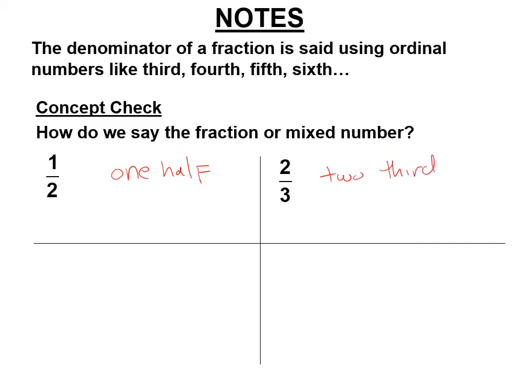You say the top, the numerator, as a normal number. You say the bottom as an ordinal number, except for 2. If it was an ordinal number, you'd say 1 second, but we don't. We say 1/2. But once you get past 2, you're using ordinal numbers. So this is 2/3, because it would be 1/3 singular. Since there's 2, it's 2/3. So how would you say that? That's a mixed number, and you would say it as 7 and 2/5.